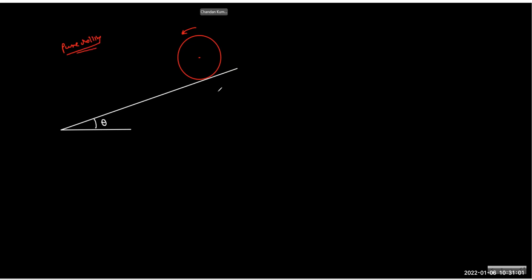Okay, so let's take a bottom. Just choose a bottom, or you can choose any point here on the plane. It doesn't matter. So the velocity and the omega are related or not related? Just tell me, are they related, yes or no?